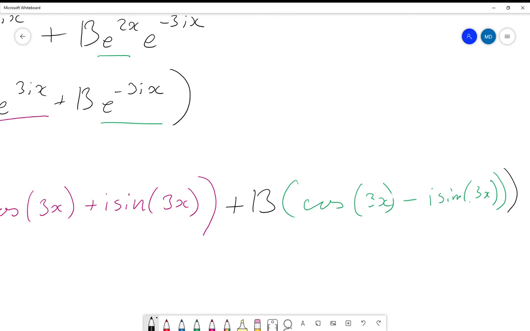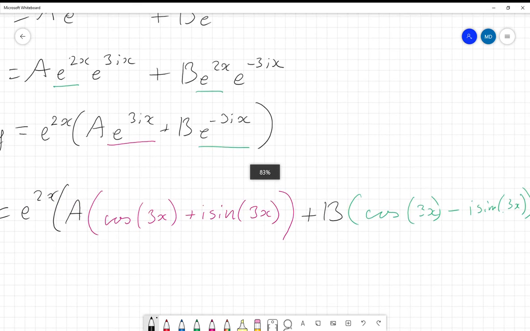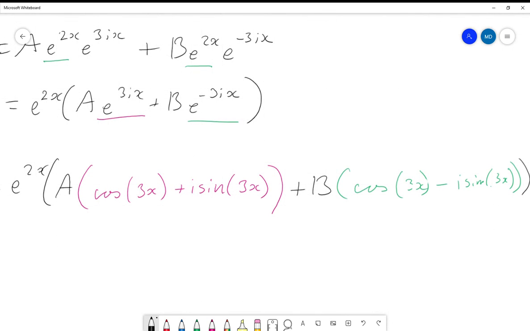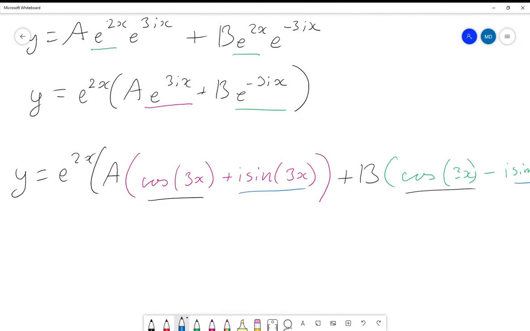And this is really helpful. Let's zoom out a little bit. This is really helpful because we actually have this cosine 3x twice, and we have this sine 3x twice, and we don't have that negative anymore. We've no longer got 3 and minus 3, we've got just 3 and 3 in both cases, which is helpful.